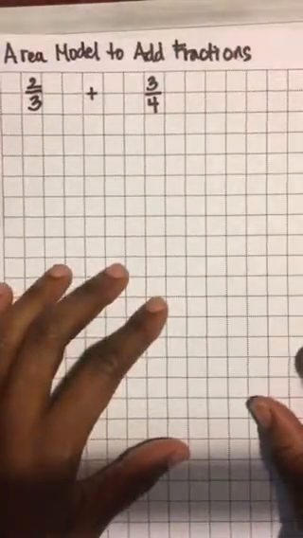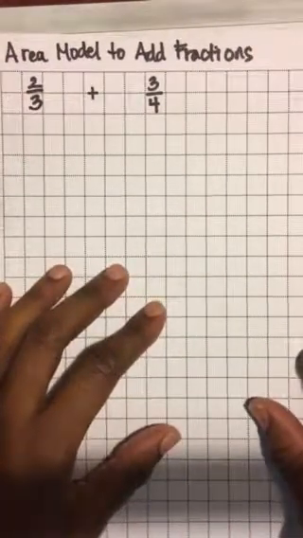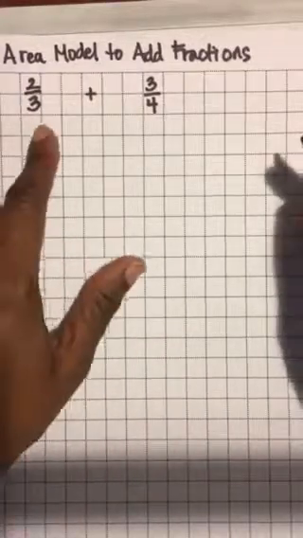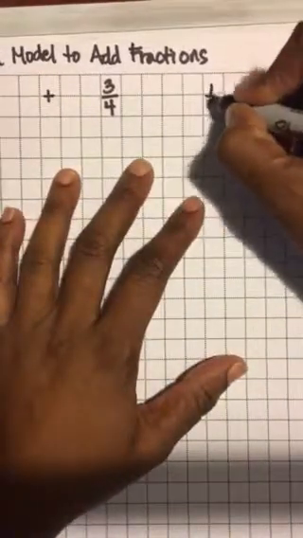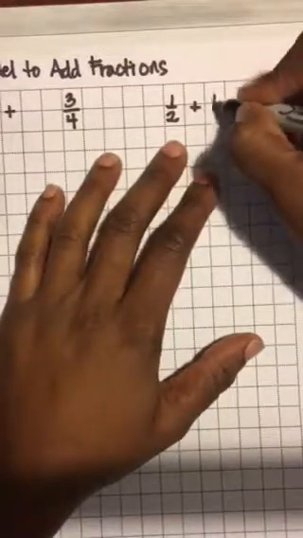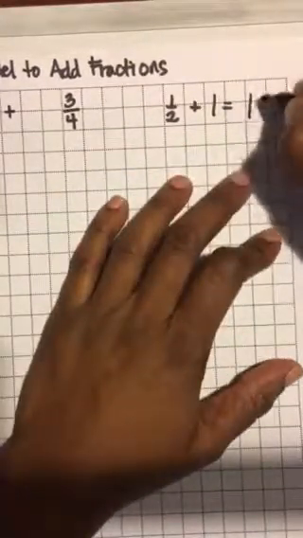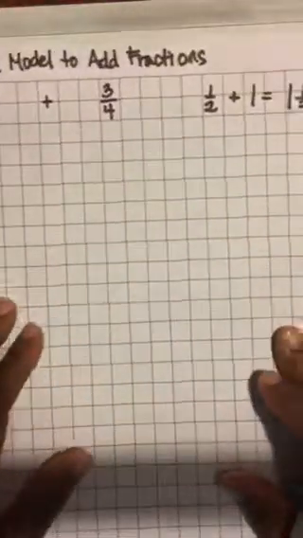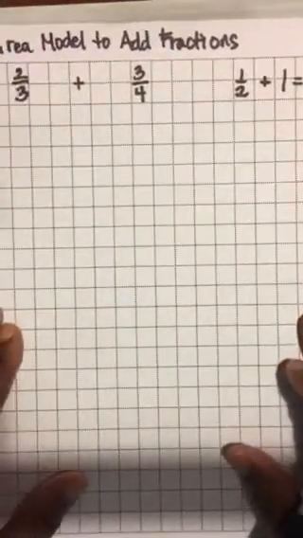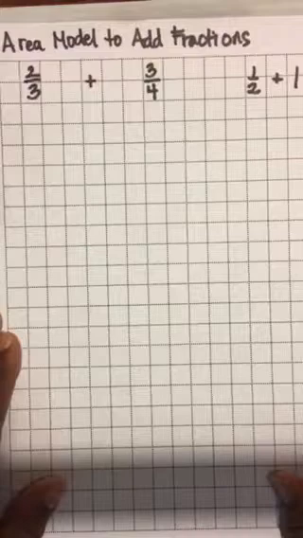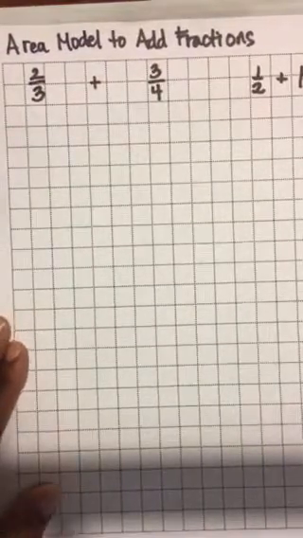The first thing we need to do is estimate so we know how large or small our sum is going to be. 2/3 is about 1/2, and 3/4 is about 1. So 1/2 plus 1 is 1.5. So my sum should be about 1.5. We're going to use the denominators to create a rectangular grid or an area model.